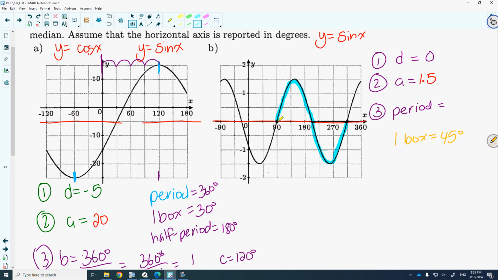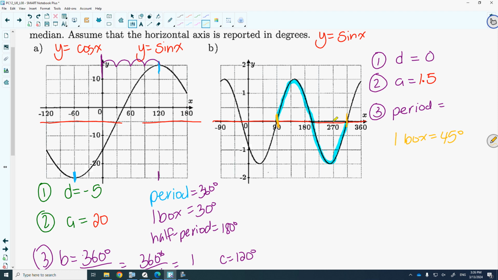This distance from here to here is one full period. So if we are unable to count peak to peak, we have to look at a wave another way. I'm going to look at it as a sine wave. And I know that this is 90, right? So I need to figure out the distance from 90 to this.